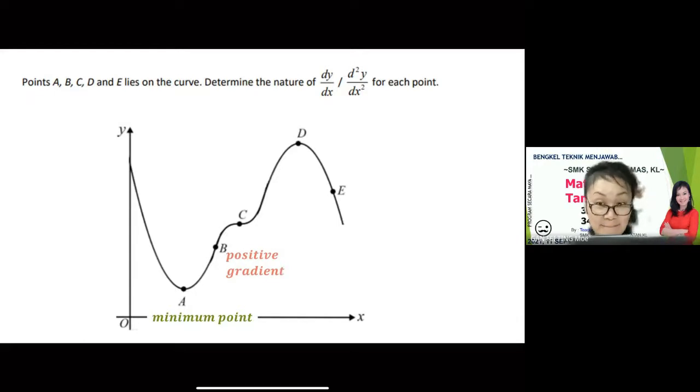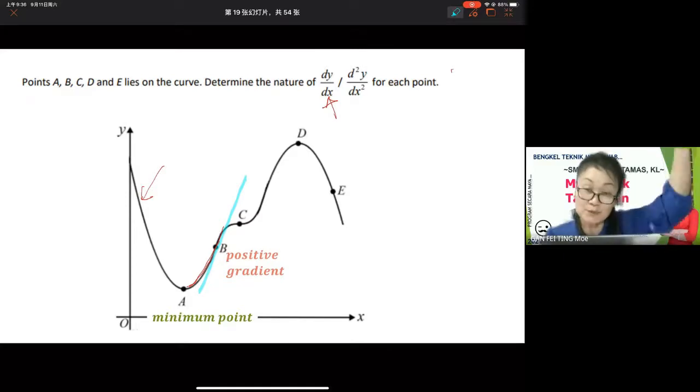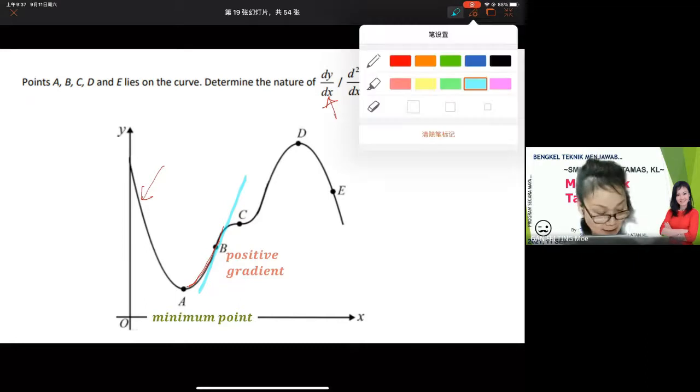For those who cannot see it, it is gradient positive because the graph is going upward. Because I want to align with my first derivative of the function, when I differentiate, the line will go this way. The straight line will touch here, and the straight line is slanting up to the right-hand side. So it means that it's gradient positive. Very good.